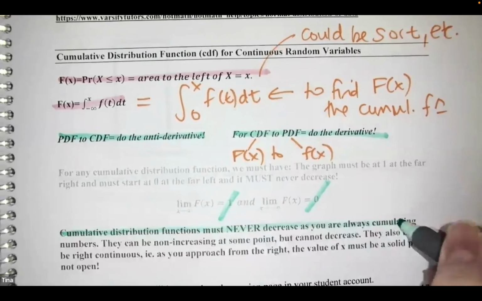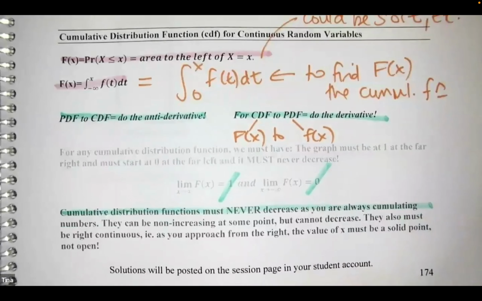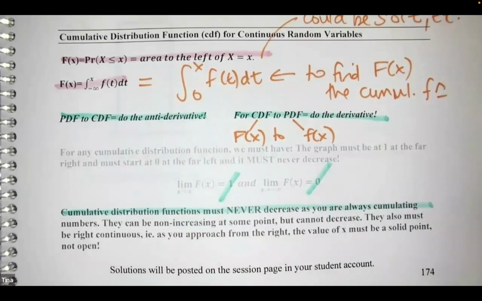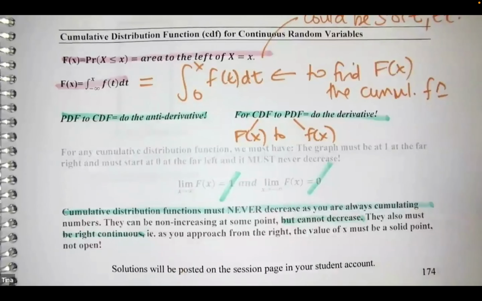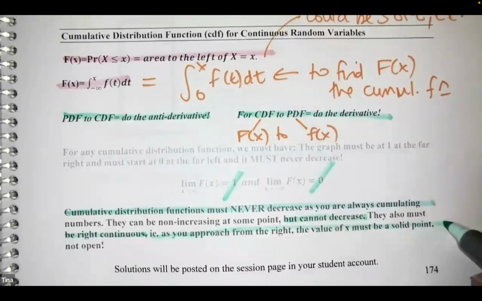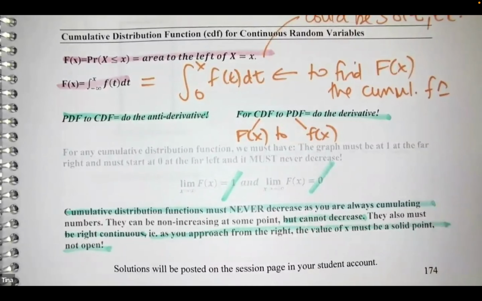Now, cumulative distribution functions will never decrease. They could stay the same for a bit at different x values, but they can't be decreasing. So they can't decrease anywhere. They also have to be right continuous. So as you approach from the right, the value of x has to be a solid circle, not open.